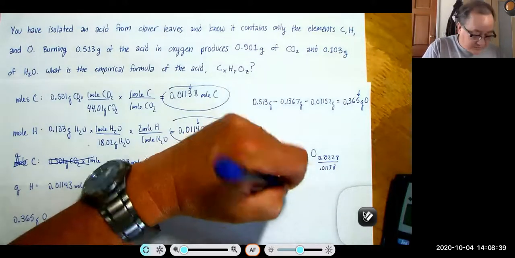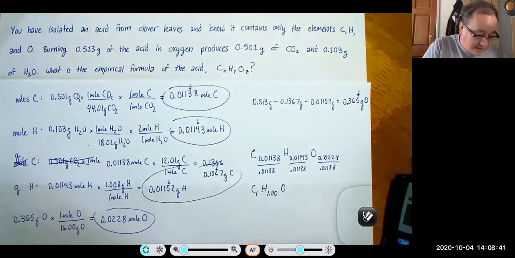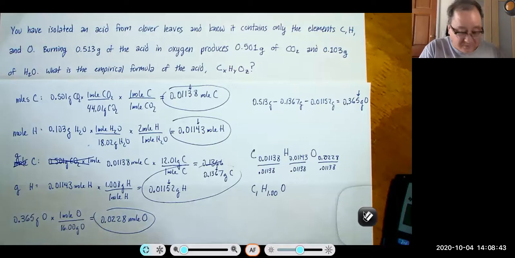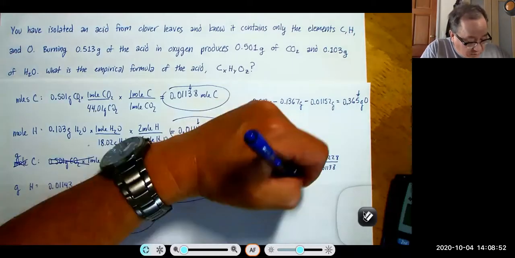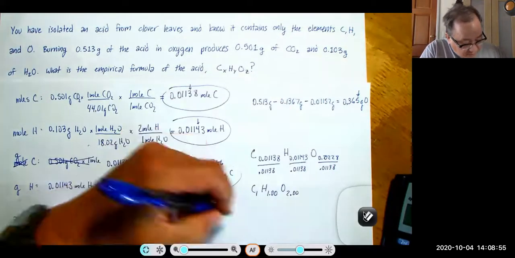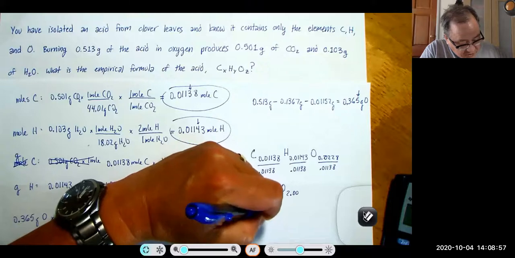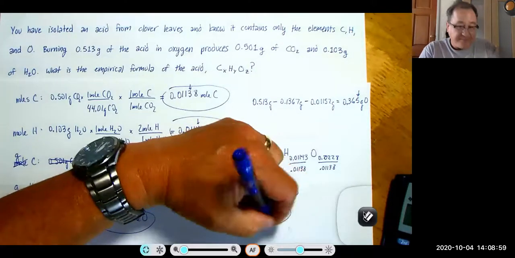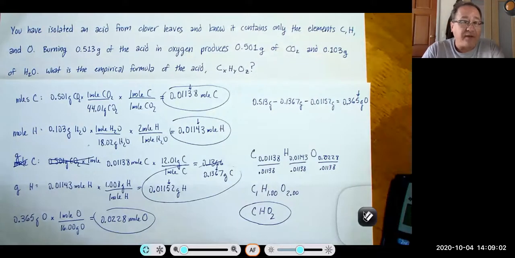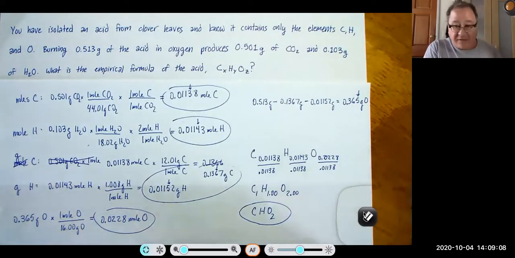And for oxygen, let's see what we get, 0.0228. I can already see the writing on the wall, can't you? It'll go in 2 times. So divided by 0.01138, and we get 2.00. So our formula is CHO2, and that is the empirical formula of the acid. Now, is that the molecular formula? No. I know it's not the molecular formula, but this is the empirical formula.